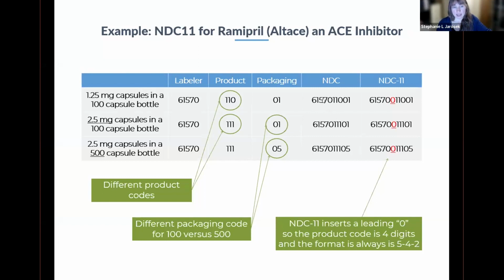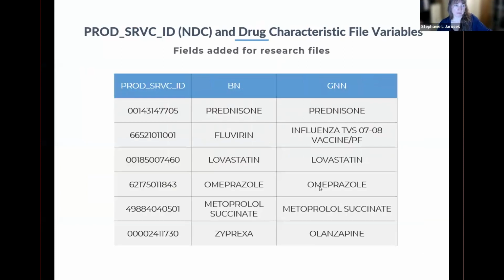If you were looking at an NDC 10 code, it might look like this. When you need to transition to NDC 11, that means you need a leading 0 somewhere. Now we know here the product is only 3 digits, and we know with NDC 11, it's always 542. And so we need a leading 0 in front of our product code. So that's what the NDC 11 would look like there.